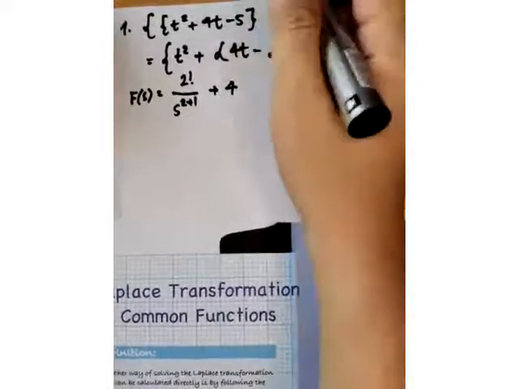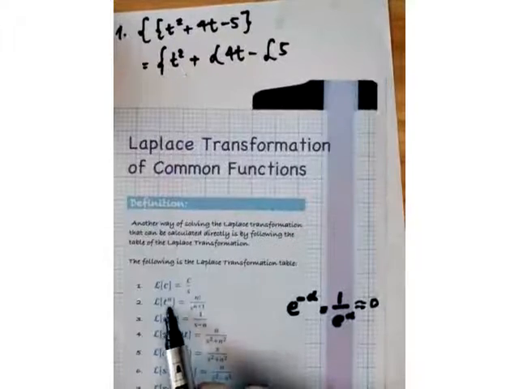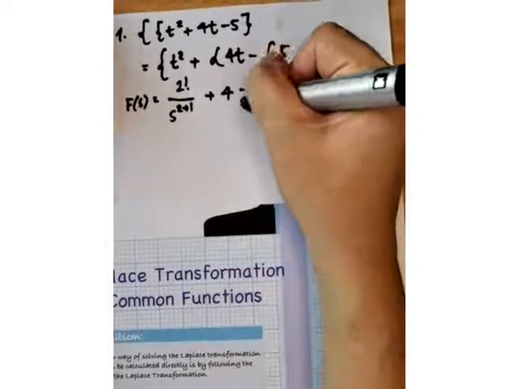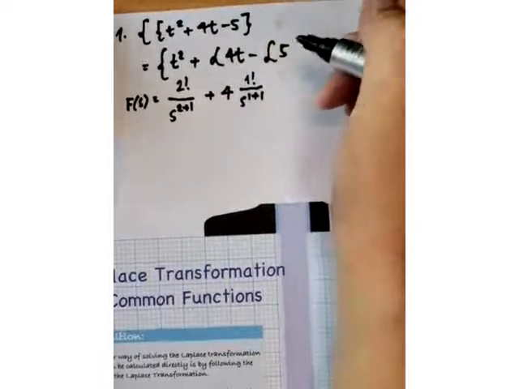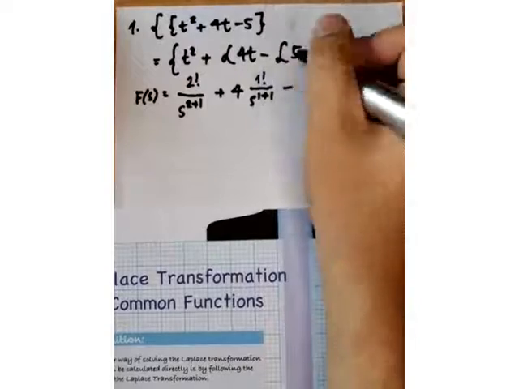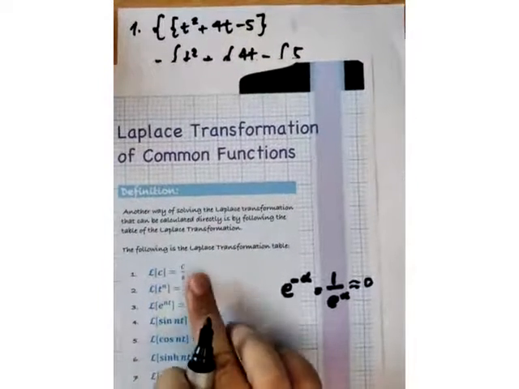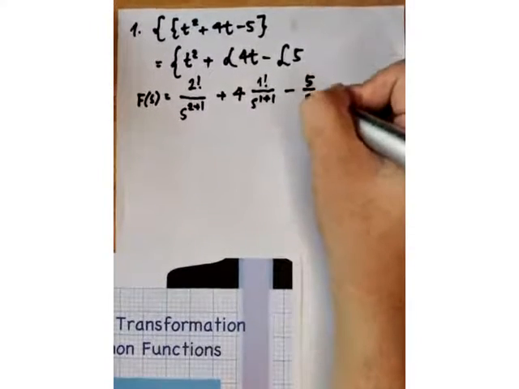Plus 4 times, so t, ano yung Laplace transform ng t? It is the same, kaya lang yung n natin ngayon ay 1. So 1 factorial over s raised to 1 plus 1. Okay, minus, Laplace transform ng constant. So constant is C over s, the constant over s. So that's equal to 5 over s.